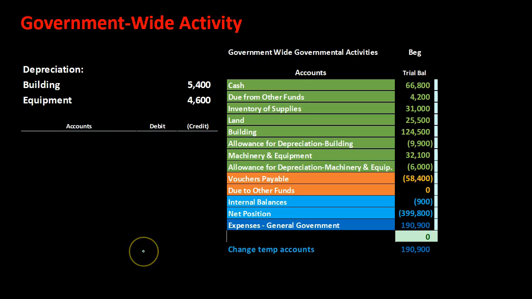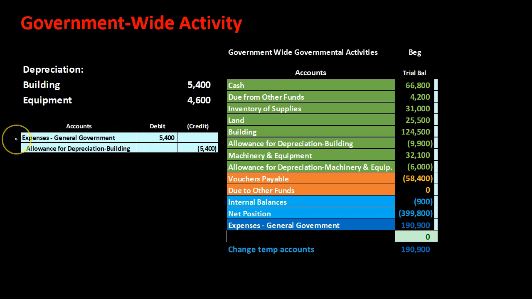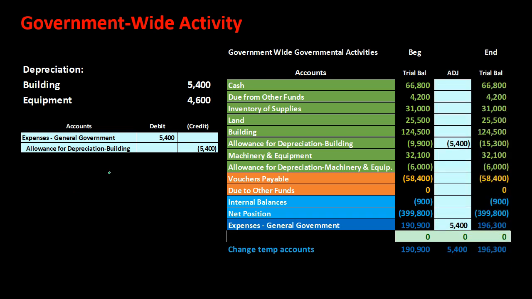Back to the government-wide activity, we have depreciation on the building and equipment. So at the government-wide level, we will have depreciation. We'll record it in essence the same way that we would expect under normal accrual accounting because we're on the accrual system. So we're going to say that we have depreciation on the building. We have the expenses, which would be like depreciation expense. We'll record an expense. On the other side, allowance for depreciation on the building, which would be like accumulated depreciation. So if we record that out, then we have the expense going up like we would expect.